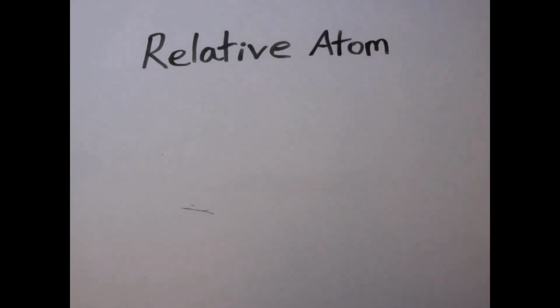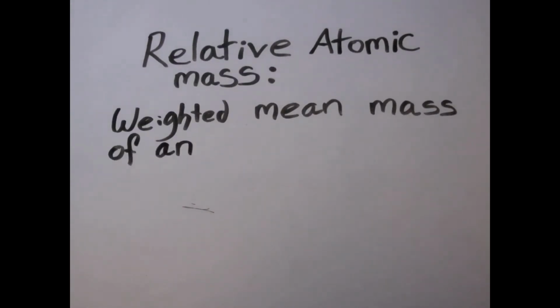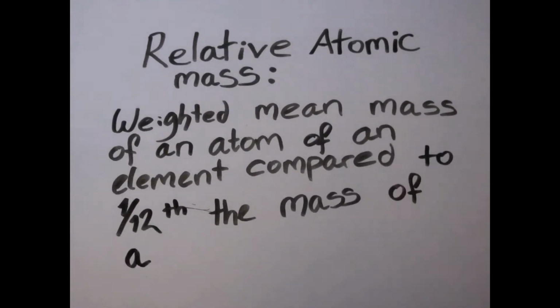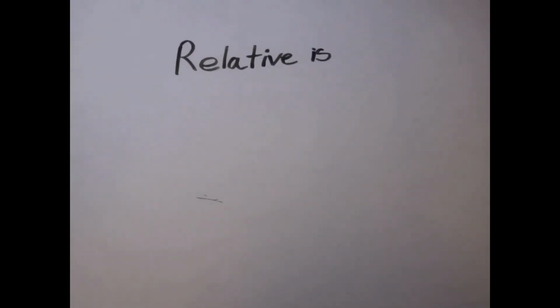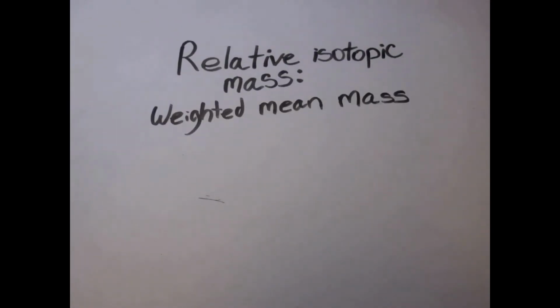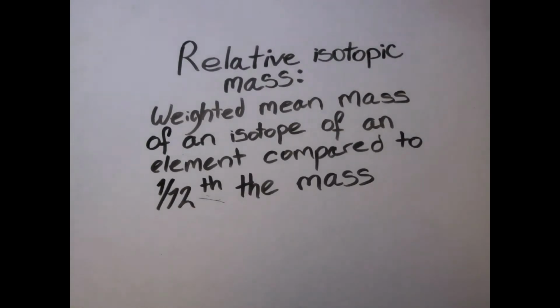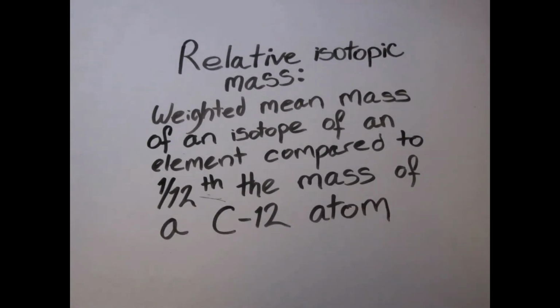The relative atomic mass is the weighted mean mass of an atom of an element compared to 1/12 the mass of a carbon-12 atom. The relative isotopic mass is the weighted mean mass of an isotope of an element compared to 1/12 the mass of a carbon-12 atom.